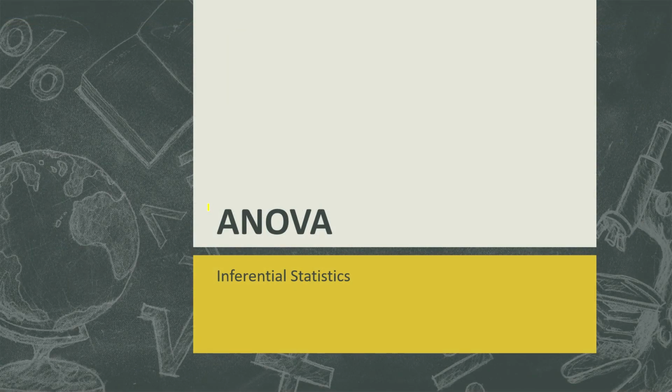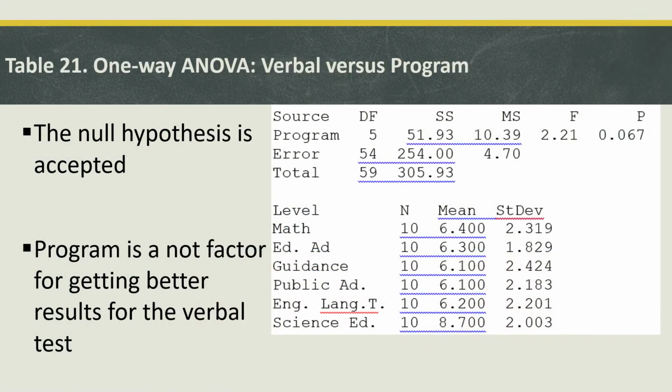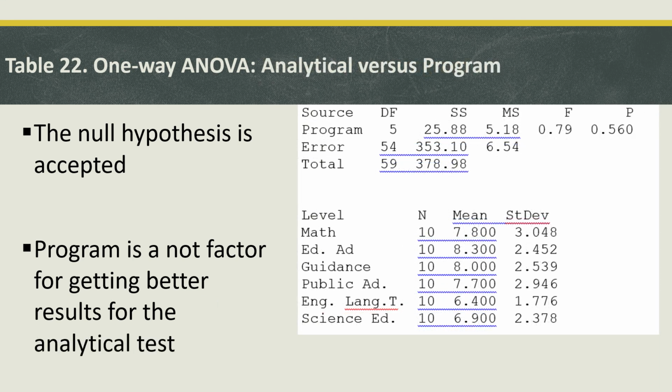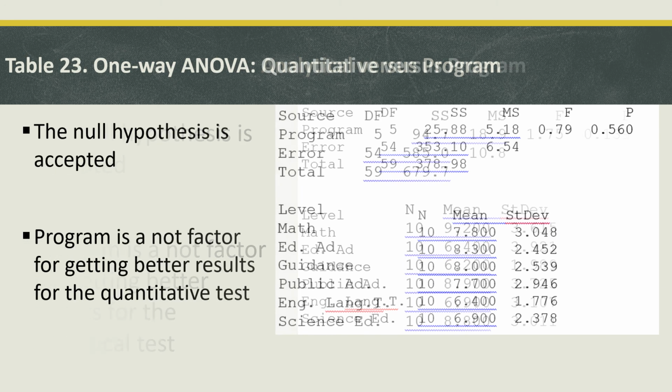Now we will go to the ANOVA, the last part of this presentation. One-way ANOVA, verbal versus program. The null hypothesis here is accepted. The program is not a factor for getting better results for a verbal test. So whatever program you are in, your score does not differ. This is also the case for the analytical test. The null hypothesis is accepted. Program is not a factor for the analytical test.